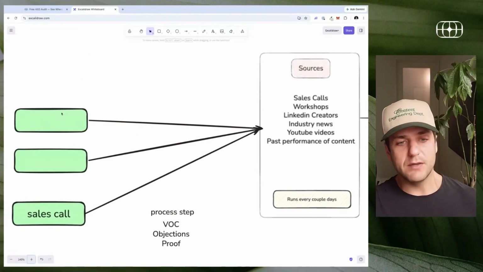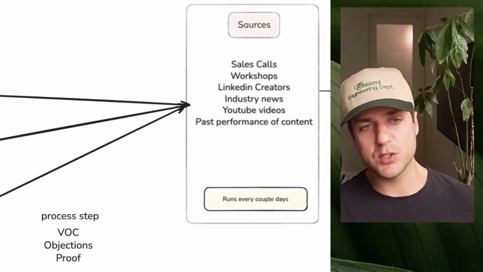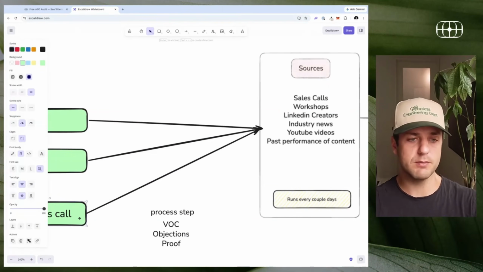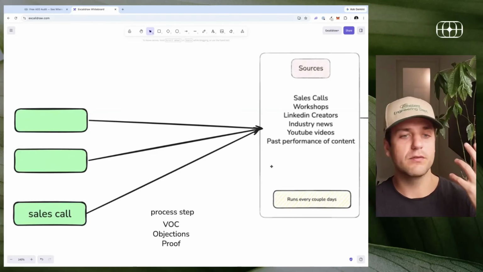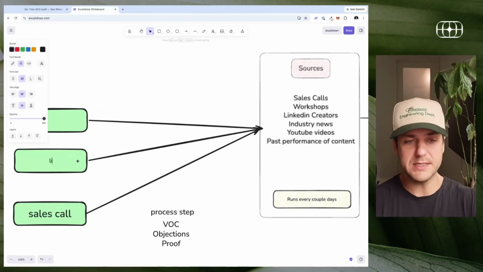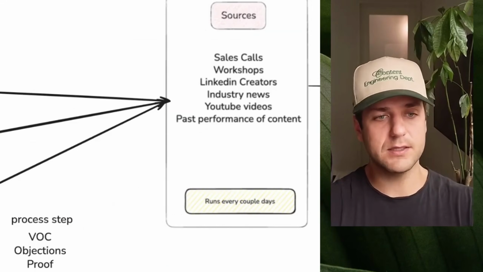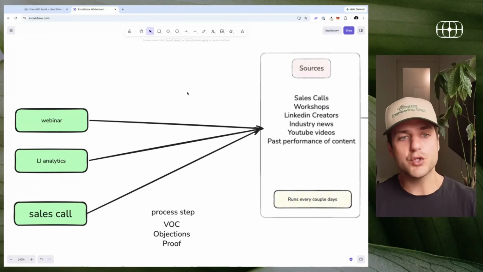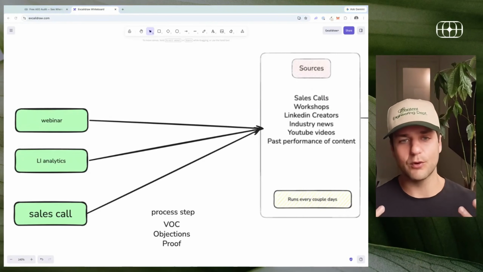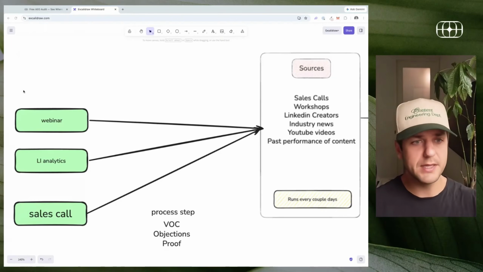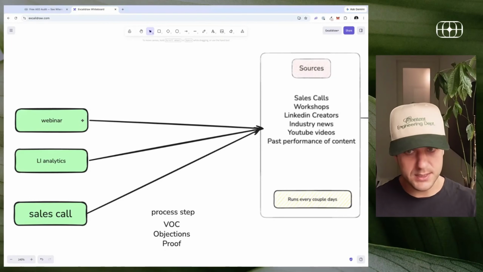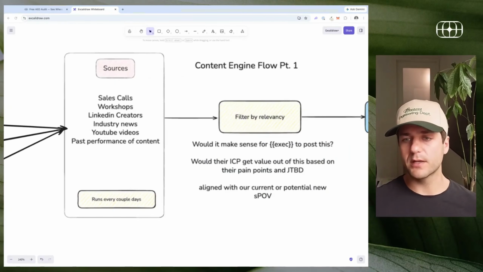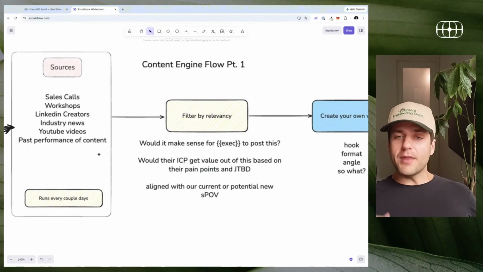And so if you think about it, we have all of these sources coming from different places. So maybe sales calls, this could be like Gong, Fathom. We have LinkedIn analytics, maybe we have our favorite YouTube creator, or maybe this is webinars, right? So we have all of these other things that we're already doing, and we may pull them into this sources layer as a raw input. I'm illustrating this as running every couple of days. And then on that cadence, right?